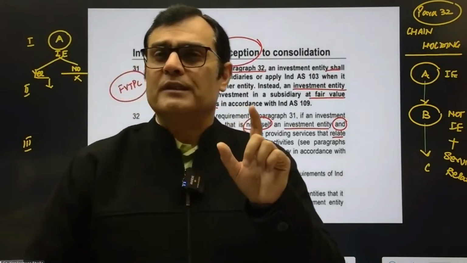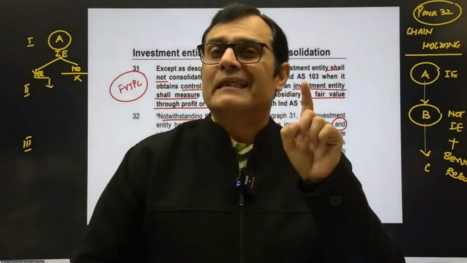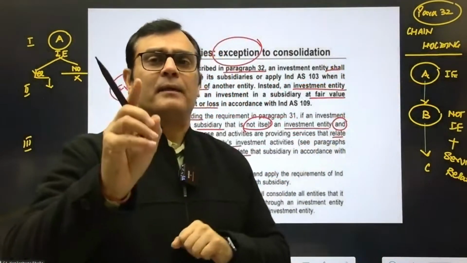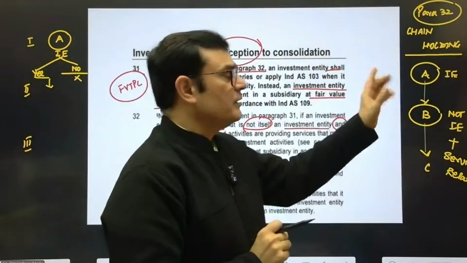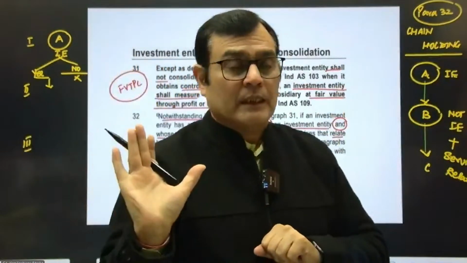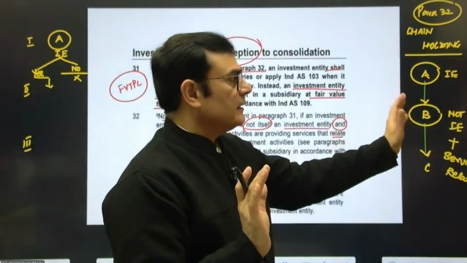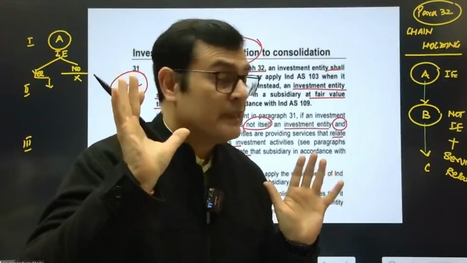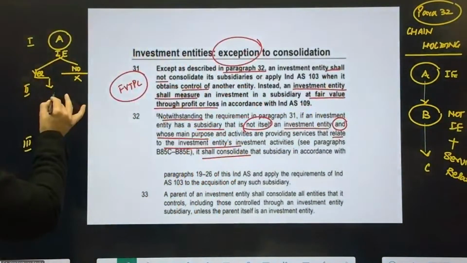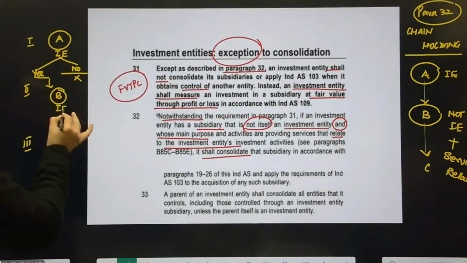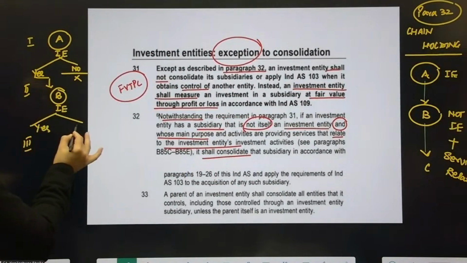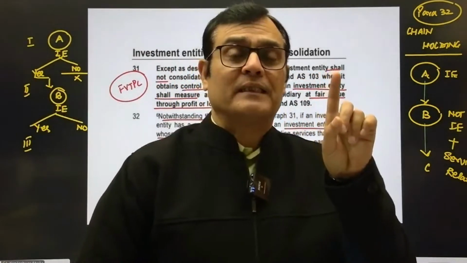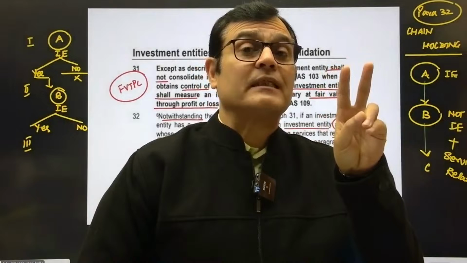So the first thing you need to do is ask the question to the parent: is it an investment entity? If the parent is not an investment entity, para 4B is not applicable, and para number 32 is not applicable. If you say it is an investment entity, then para 4B applies. Now we are digging into para 32. And now we'll say, okay, is the subsidiary B an investment entity? You say yes or no. So first ask the parent, is it an investment entity? Then ask the subsidiary, is it an investment entity?